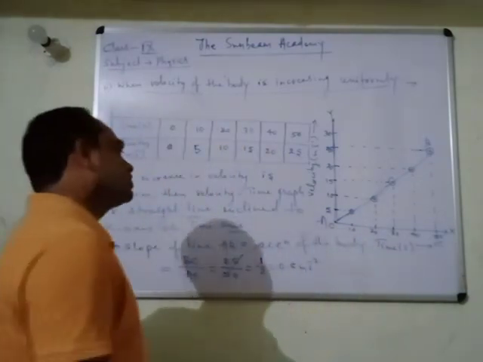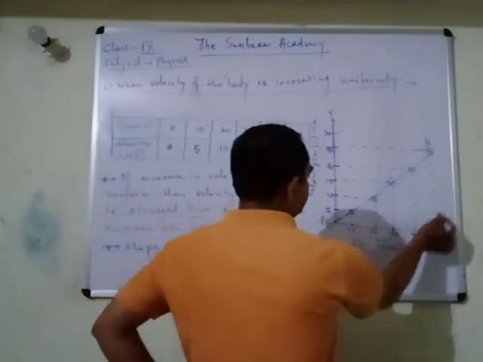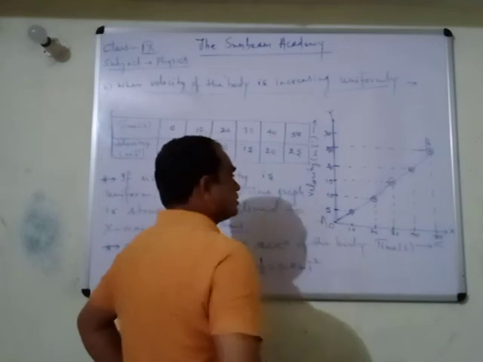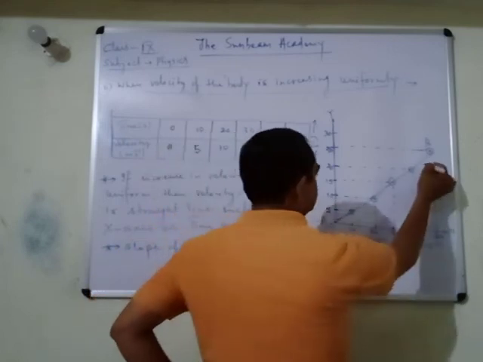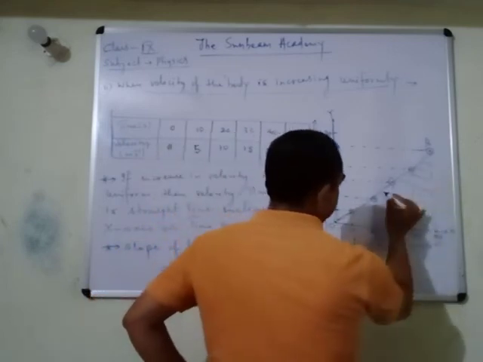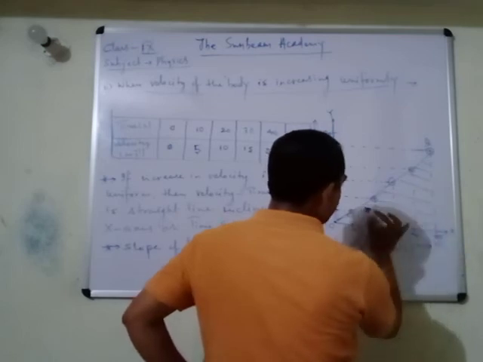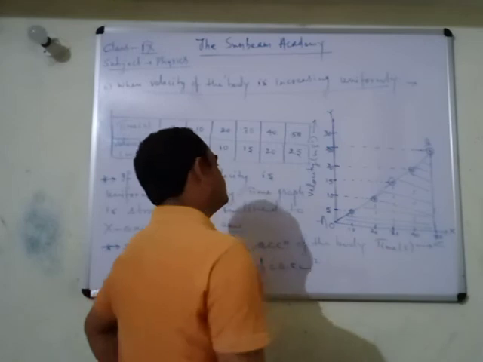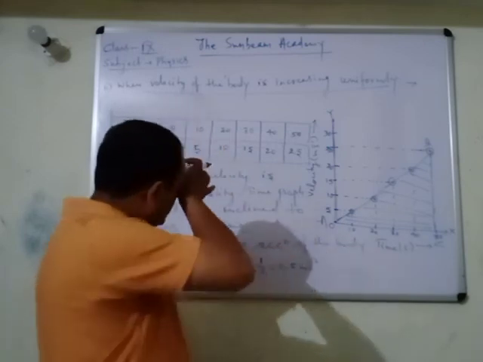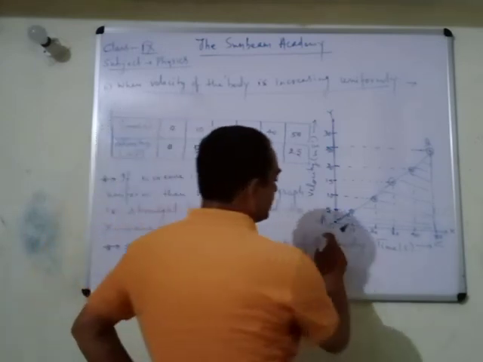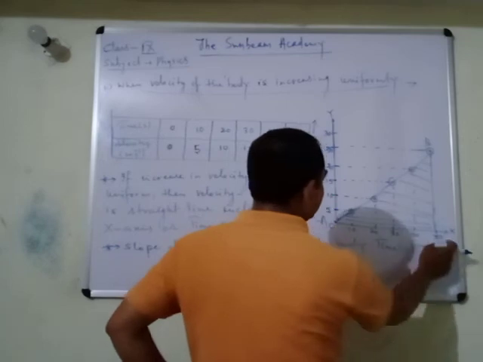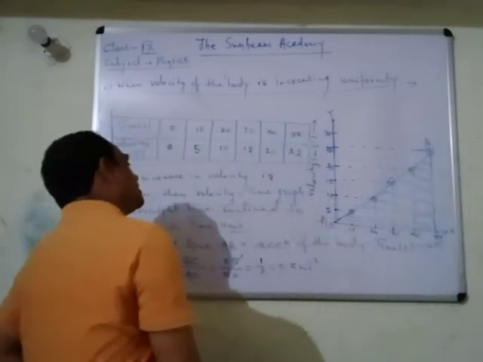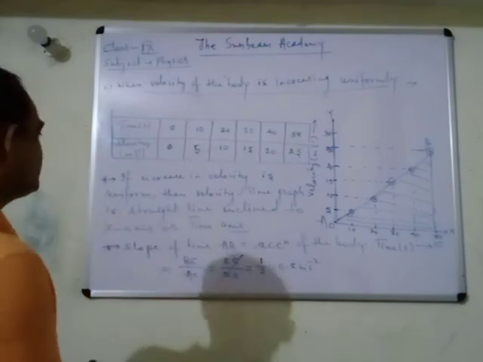Another point, you can calculate the displacement of the body. Now, how will you calculate the displacement of the body? Area under the VT graph. So, if you calculate the area of this shaded part, then you will get the displacement of the body. For that you have to calculate the area of triangle ACB. If you calculate the area of triangle ACB, then you will get the displacement of the body.